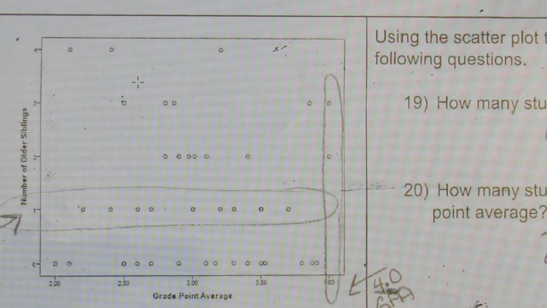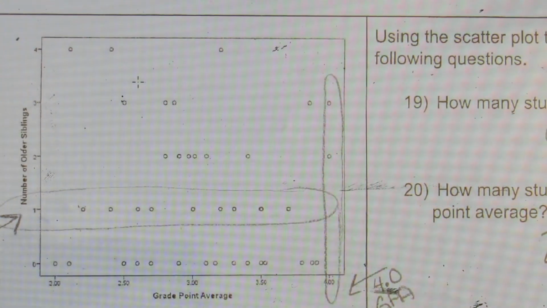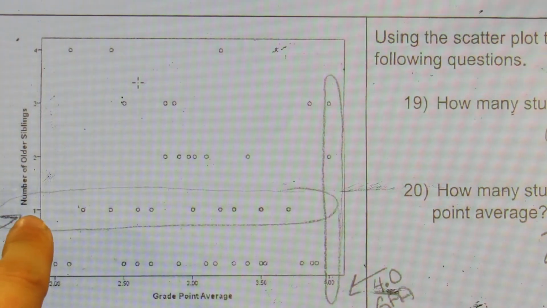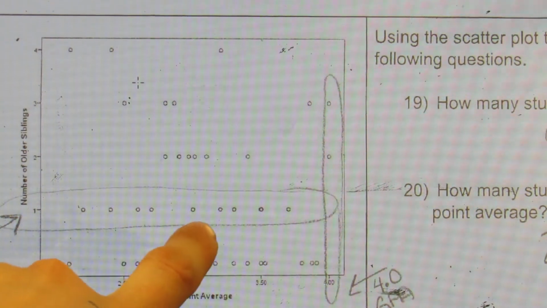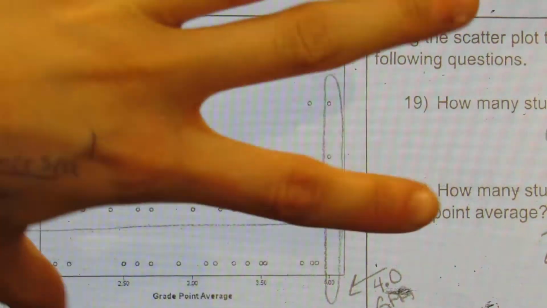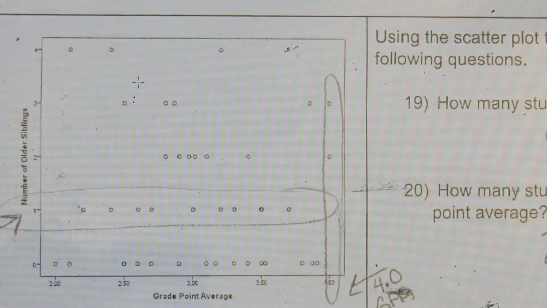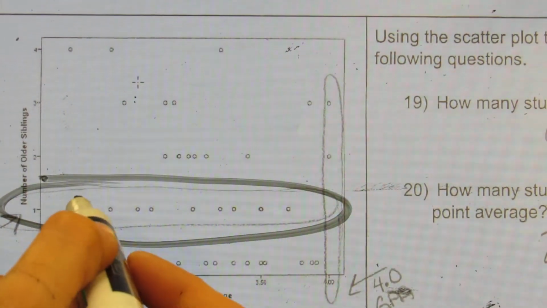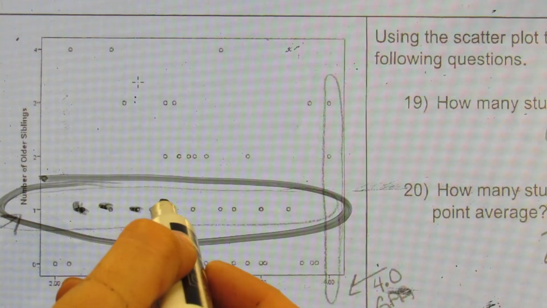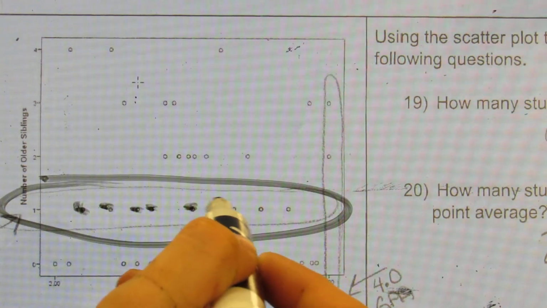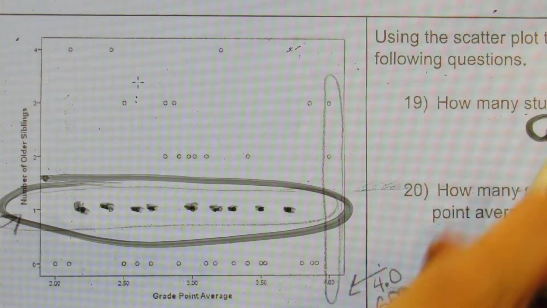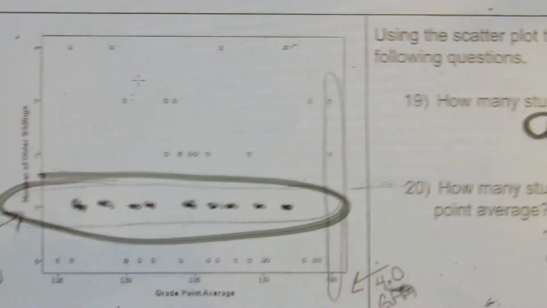So we're going to look at one sibling, and we're going to look at how many students have one sibling. If it helps to turn it sideways, you can. So I'm going to see everything that is at 1. Got one dot, one data point, another that's 4, 5, 6, 7, 8, 9. So there are 9 students that have one sibling.